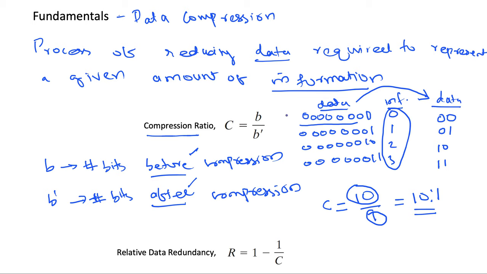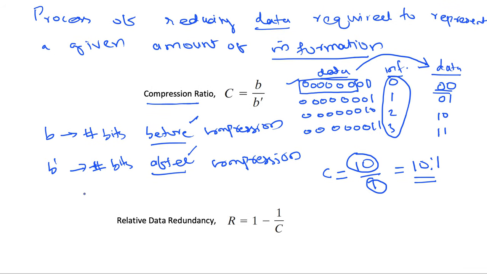If you take this example, you can see that 8 bits can be replaced by only 2 bits. So these 6 bits are not actually required to store this information. You can say these 6 bits are redundant. So if there is some redundant data in the information, then we can exploit that redundant data to make the data shorter, and that makes compression possible.